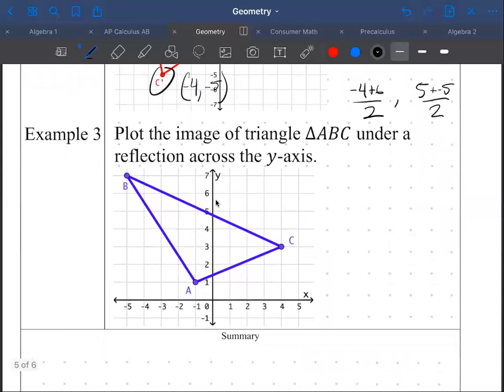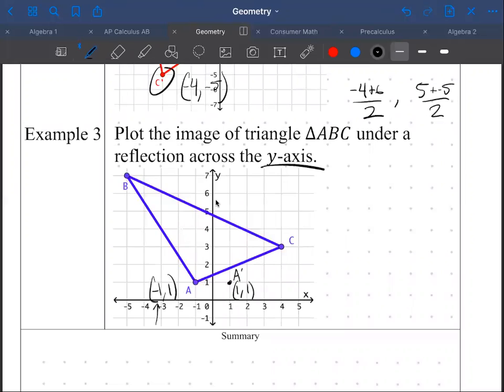All right, so for example number 3, reflection across the y-axis. If you remember, the shortcut for this is just flip the x. So for example, A has coordinates -1, 1. If I take the opposite of -1, I'll get +1, and that is my new coordinate. So 1, 1, and this is the point A prime.